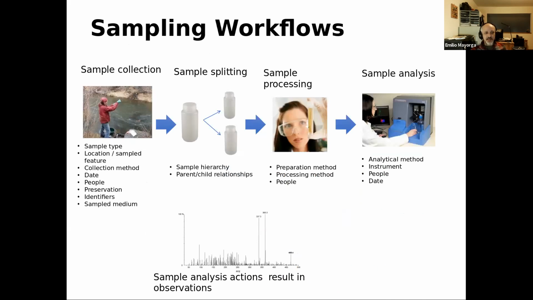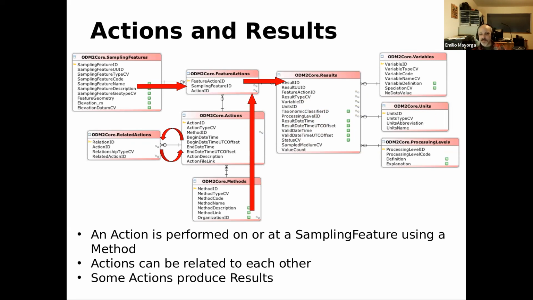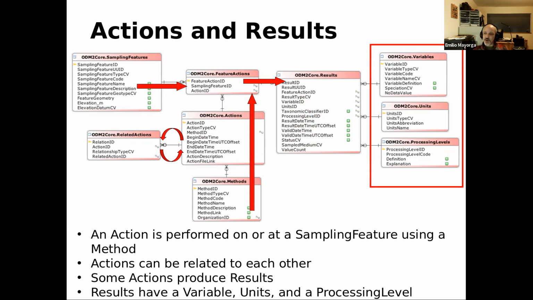The sampling workflow may look like this: samples are collected, and you record the collection method, date, time, location, who did what, collection and preservation methods, and then sample splitting, and keeping track of that split and those relationships, how the samples are prepared and processed, and the methods and people and specifics of the analysis. And that tracking of information schematically looks like this. This is the infrastructure that is used. An action is performed at a sampling feature using a method. And actions can be related to one another. And they generate a result. And the results have a variable, units, and processing levels.